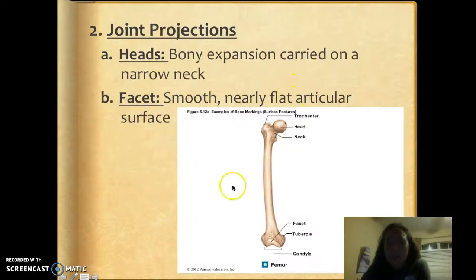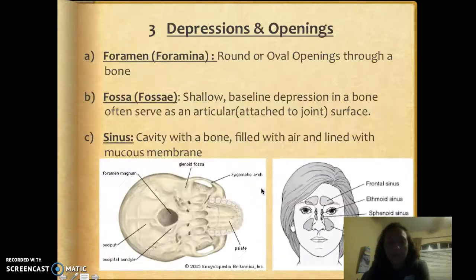Bony projection, so you have your head, so this is where it would go. Usually your head is a bony expansion carried by a narrow neck. Your femur is the best example of this. A facet would be at the opposite end, and it's a smooth, nearly flat surface. So pretty much these are all attachments that are supposed to go into another structure. So this would go into your pelvic region, and this would attach to the tibia and fibula. This is your femur, which is your thigh bone.